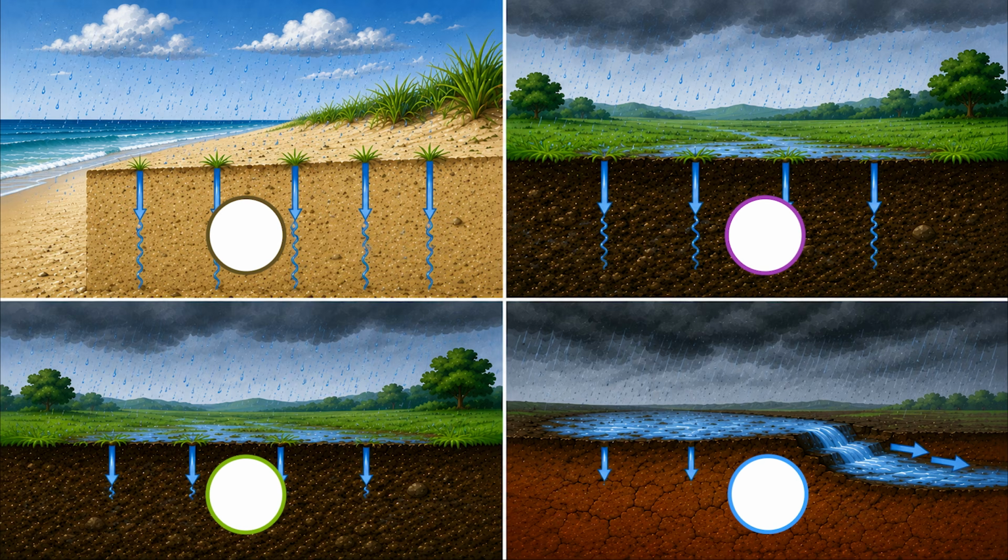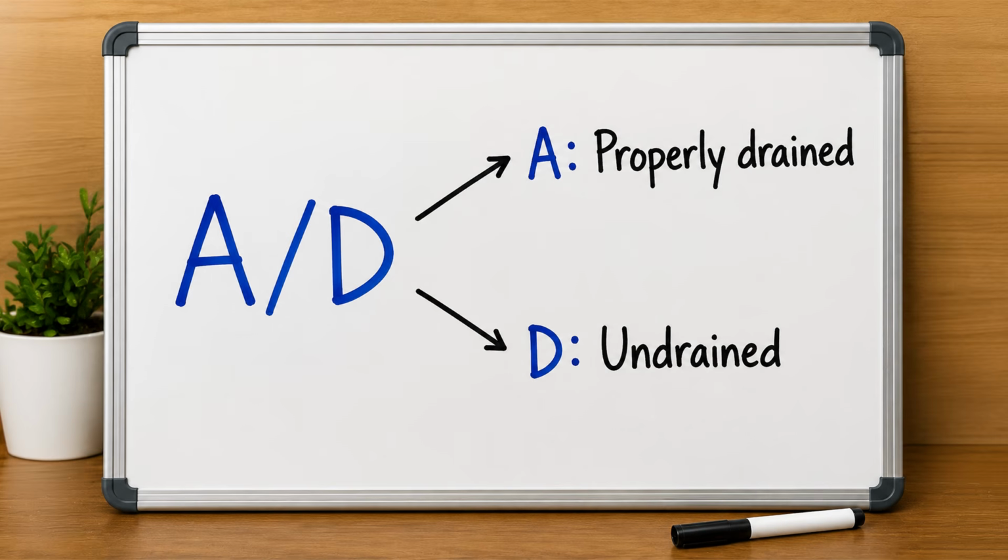Group B soils allow moderate infiltration and may include sandy loams or silt loams. Group C soils have slower infiltration, often with more clay content and less ability to absorb water. So as you move from Group A to Group D, the runoff potential increases. And because curve numbers are used to estimate runoff, the hydrologic soil group plays a key role in determining the final curve number value. You may also see dual soil groups such as AD, BD, or CD.